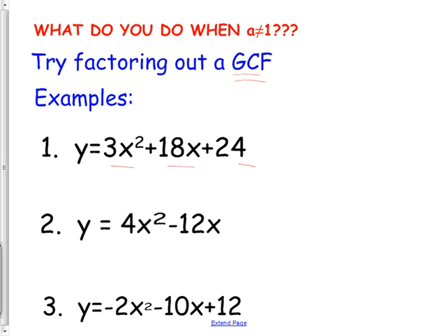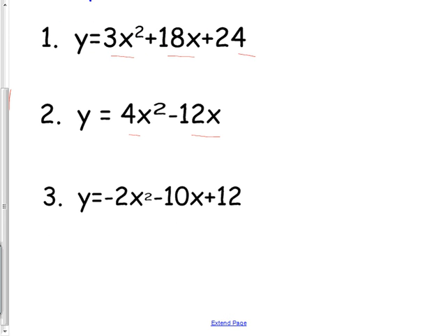What goes into all of these? 3 does, so you'd have to factor it out. What goes into both of these? Be careful. 4 does, but there's more. 4x goes into both of them. All right, and the last one is this one, and it's really important that you take out the right thing. Yes, 2 goes into all of them, but do you get that you have to take out negative 2? If the lead coefficient is negative, you have to get that out of there.